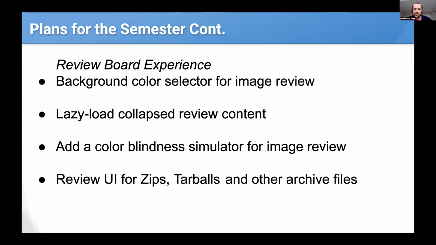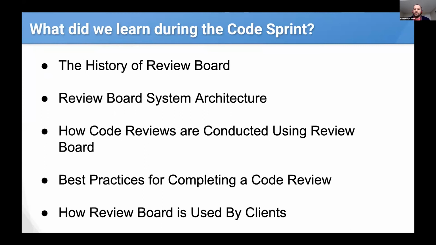And then there's another project of adding a color blindness simulator for image review. And also for the Review Board UI, allowing it to deal with zips, tarballs, and other archive files. And some cool things that we learned this code sprint. We learned a little bit about the history of Review Board, where it started and where we're going with it. We learned more about the system architecture. We were really thankful to get a really thorough deep dive into the different components of the Review Board system.